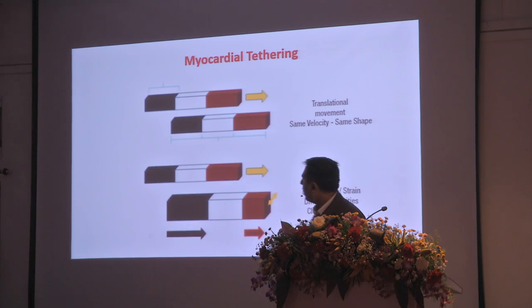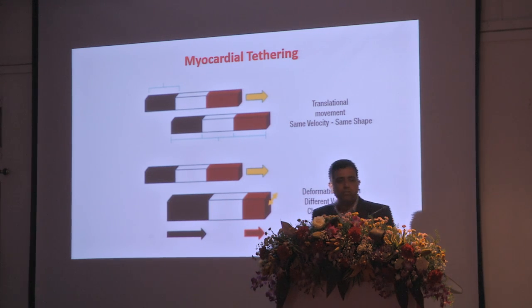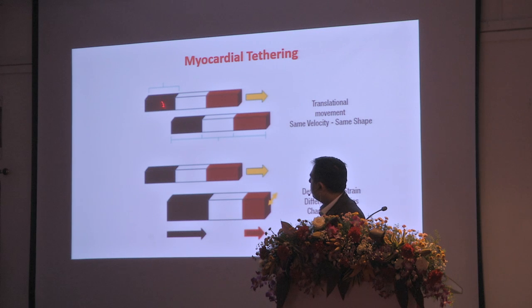You could have 2 segments. And if I were to assume that the black one is dysfunctional, or is not contracting, and it is being pulled by the red segment, translational movement is what we call tethering, as in it will pull all the segments along with it, and the black one will also move. But it doesn't mean the black is contracting. The black segment is just being pulled, or tethered, by another segment.